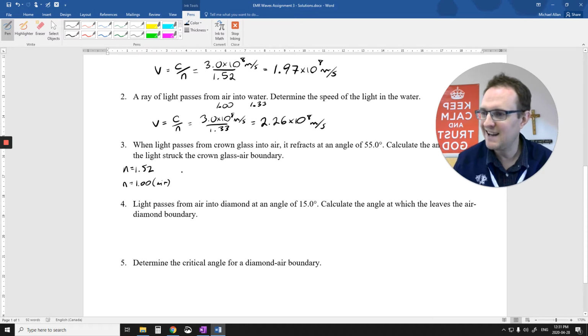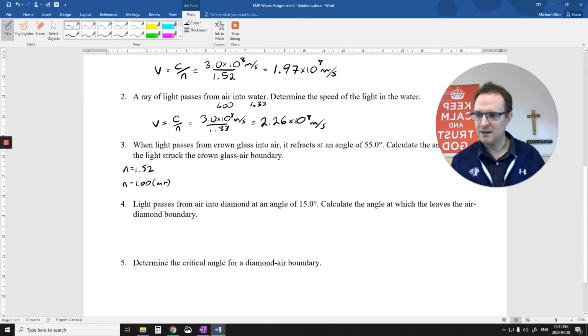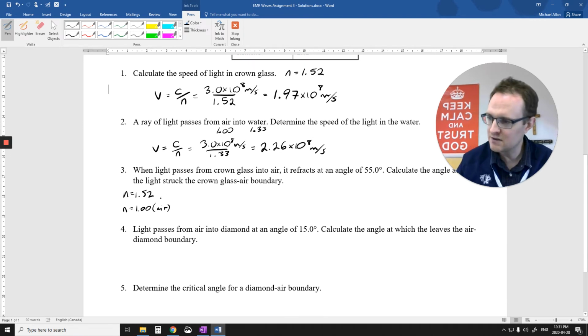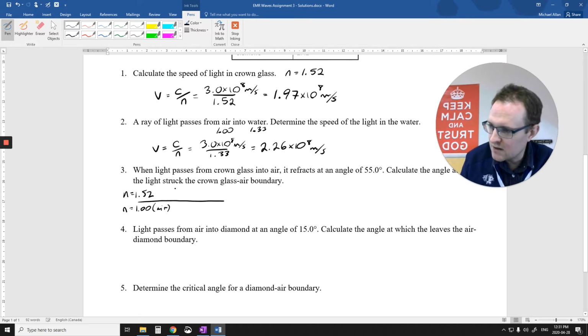It refracts at an angle of 55. So they're telling us the angle as it enters into the material. So from crown glass, so let's just imagine, here's my boundary, crown glass, so from crown glass into air. So it's going to come out into the air. I'm going to assume it's going to refract out from the normal, and we have an angle of 55 here.